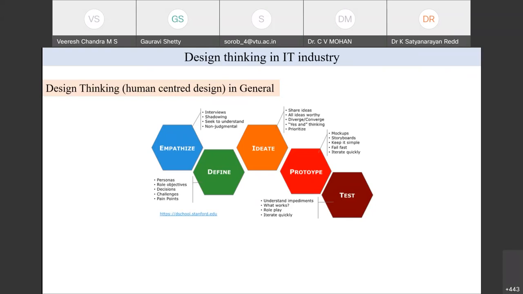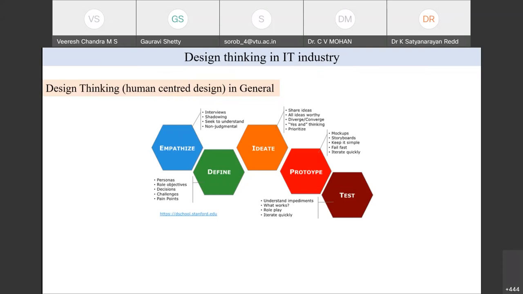Decisions have to be made. Many decisions have to be made when you are going to formulate a problem. Challenges have to be kept in mind. Which are the challenges to be faced while trying to solve this problem? Pain points: am I going to get into loss by adopting this particular thing? Am I going to waste my time and incur losses on my department, my institution, or even my industry as a whole? These are the pain points which have to be addressed equally.